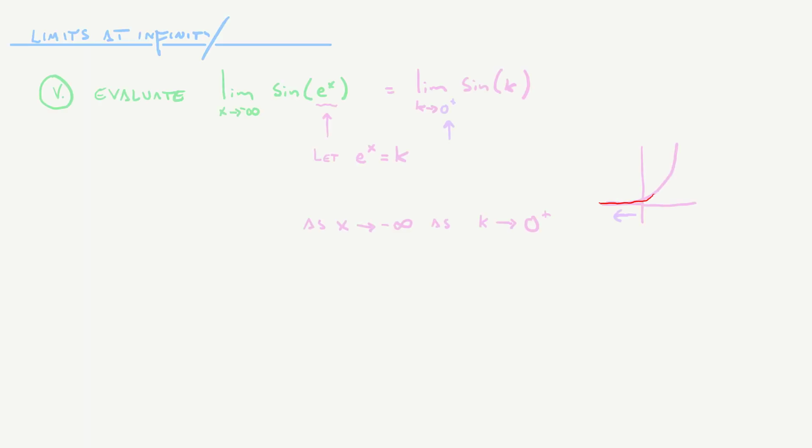And we can just take care of that with direct substitution, right? It's just the sine of 0, which is 0. Which means that the limit as x approaches negative infinity of sine of e to the x is equal to 0. All right, and that's it for this one.